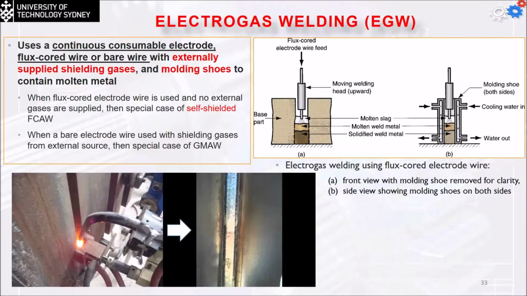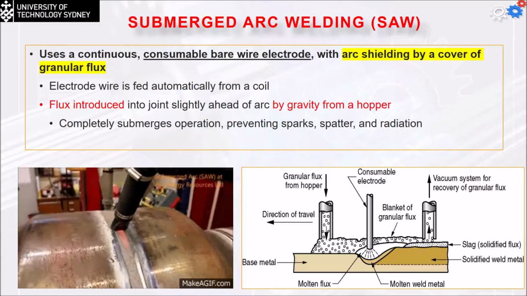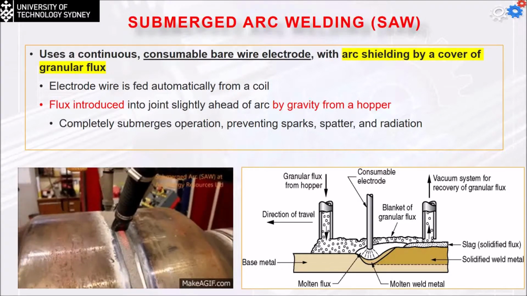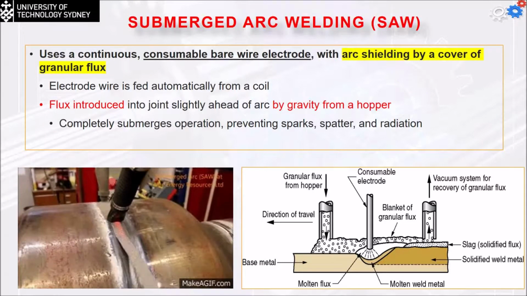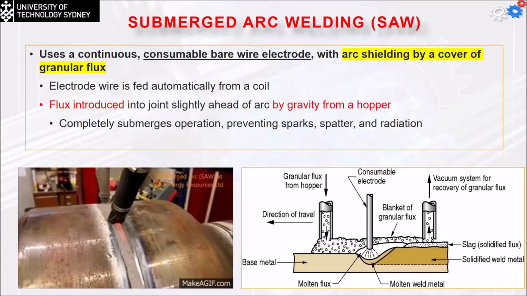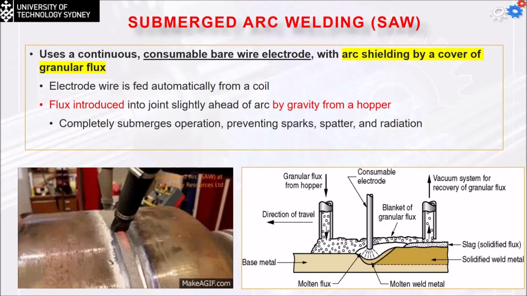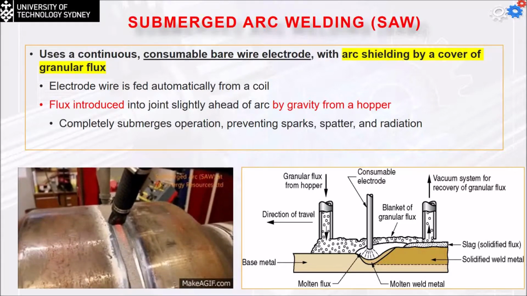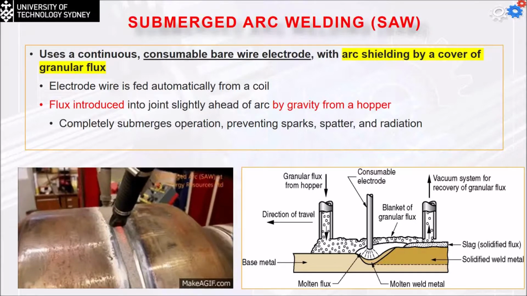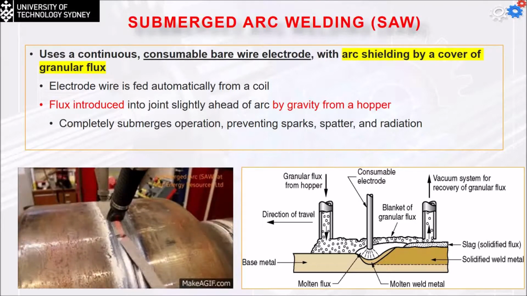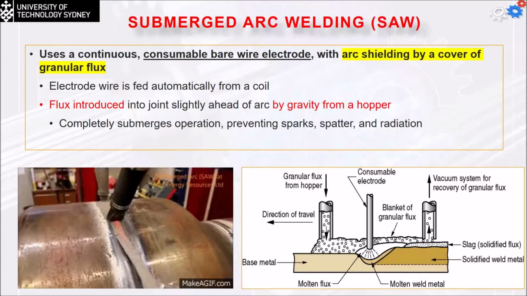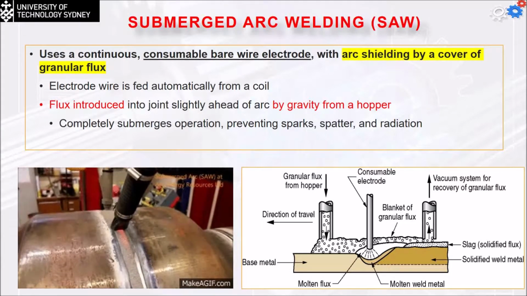So in the case of the submerged arc welding process, we are going to use a continuous consumable bare wire electrode with the arc shielded by a cover of granular flux. The electrode wire is going to be fed automatically from the coil. The flux is going to be introduced to the joint slightly ahead of the arc by gravity from the hopper, as you can see here. So this consumable electrode is going to move in this direction, and the material is going to be added ahead. So what's happening is that it's going to be melted, solidified, and we have to remove it later.